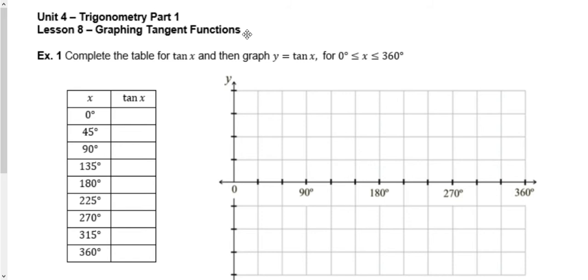So all of lesson 4, 5, or basically 5, 6, 7, including a bit of 4, we graphed only sine and cosine functions. Now we're going to switch over to the tangent function. For example 1, and we only have the one example today, it says complete the table for tan x and then graph y equals tan x between 0 and 360 degrees.